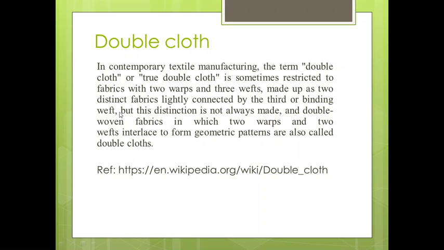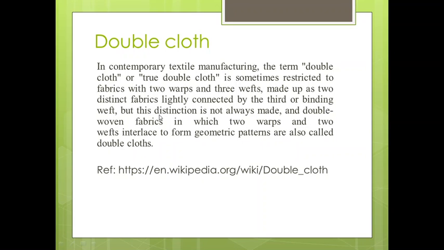What does it mean? It means in this double cloth we are using 5 sets of yarn, 2 warps and 3 wefts. These 2 series of warp and 2 series of weft are making double cloth, and this third weft is connecting these two cloths in a particular way.